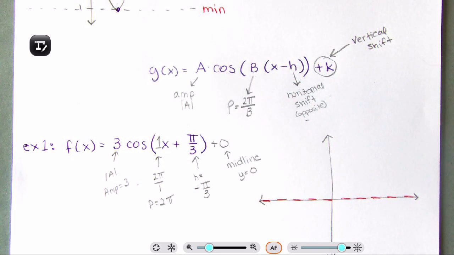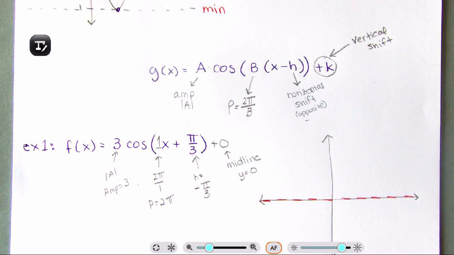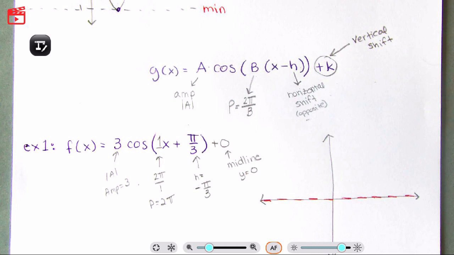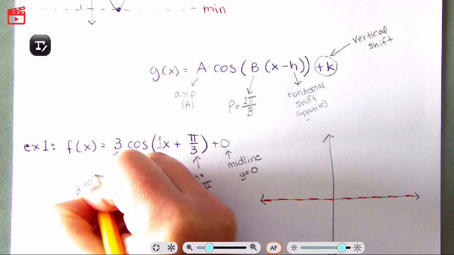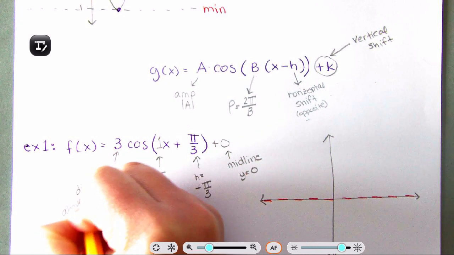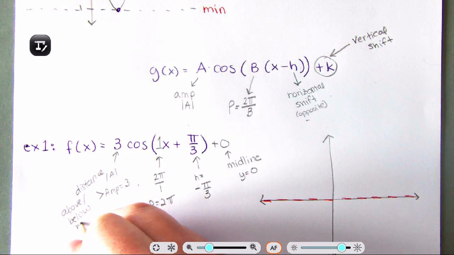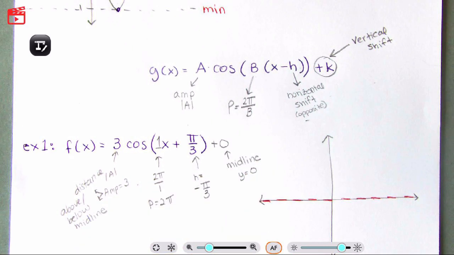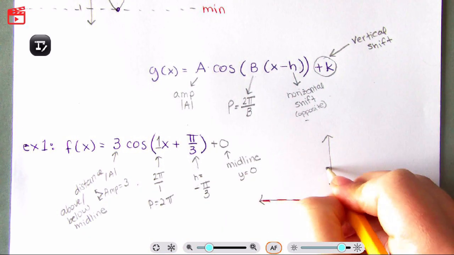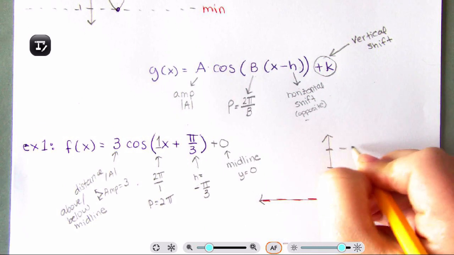Now you are going to go to your amplitude. Your amplitude is how much you're going to go up and how much you're going to go down from your midline. So this is your distance above and below the midline. Okay, so we're going to go above 1, 2, 3, and we're going to go below 1, 2, 3. So this is -3, and this is +3.